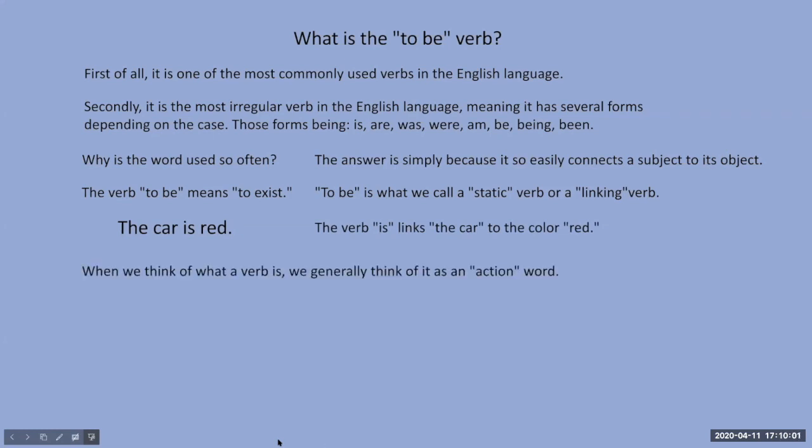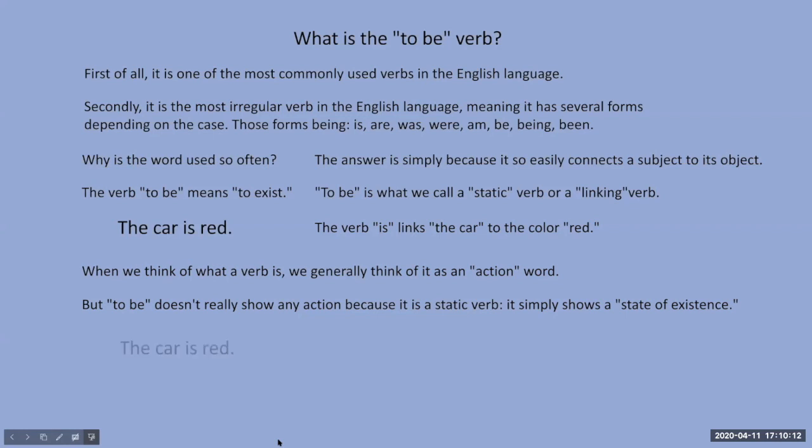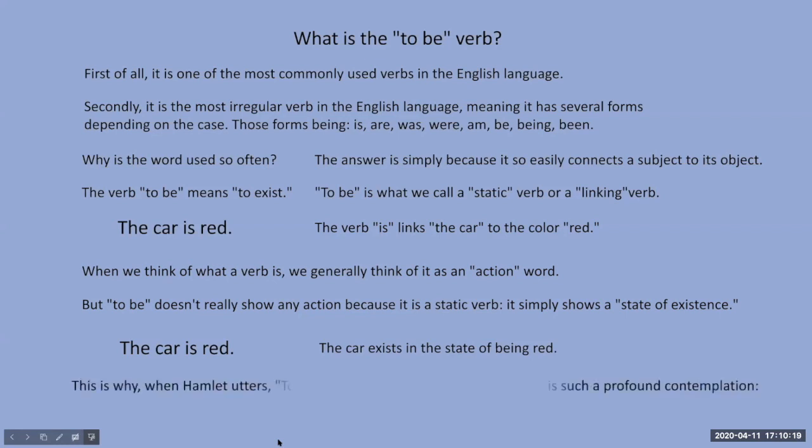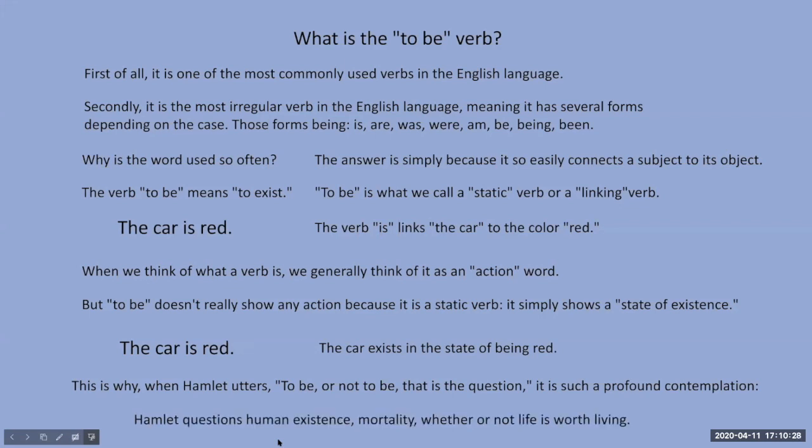When we think of what a verb is, we generally think of it as an action word. But to be doesn't really show any action because it is a static verb. It simply shows a state of existence. The car is red means the car exists in the state of being red. This is why when Hamlet utters "to be or not to be, that is the question," it is such a profound contemplation. Hamlet questions human existence, mortality, whether or not life is worth living.